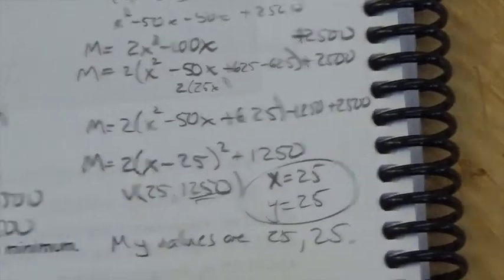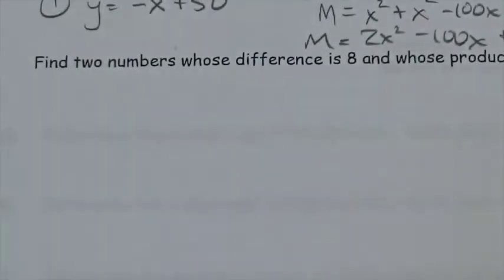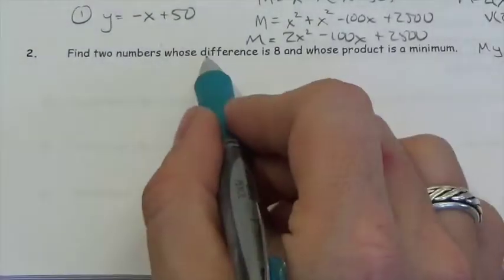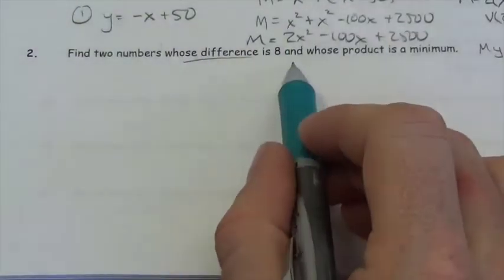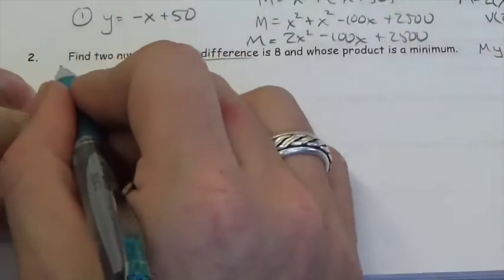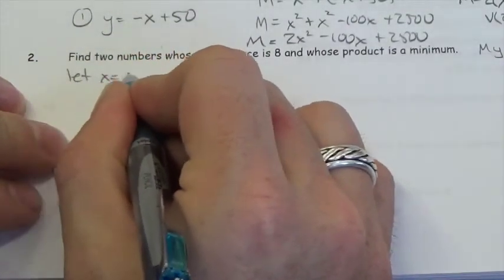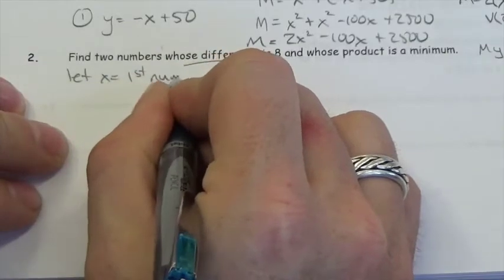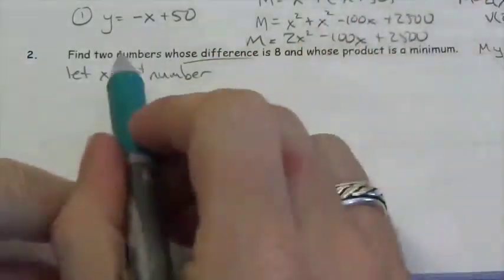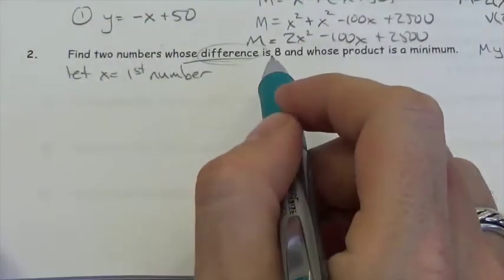All right, let's take a look at another one. Zoom out a little bit. This one says we're going to find two numbers whose difference is 8 and whose product is a minimum. So here we go. We're going to let x be our first number. There's no real relationship given right now. Actually, sorry, I shouldn't say that. Find two numbers whose difference is 8.